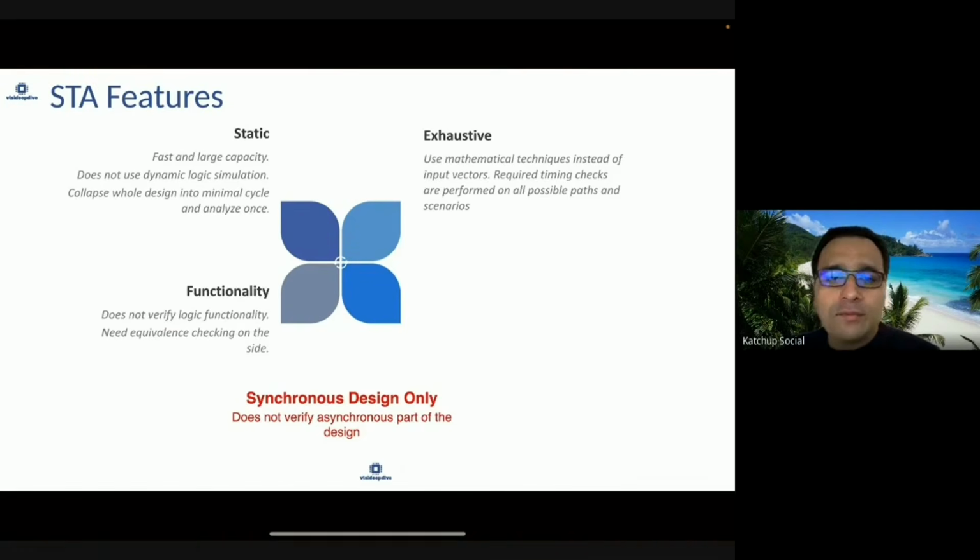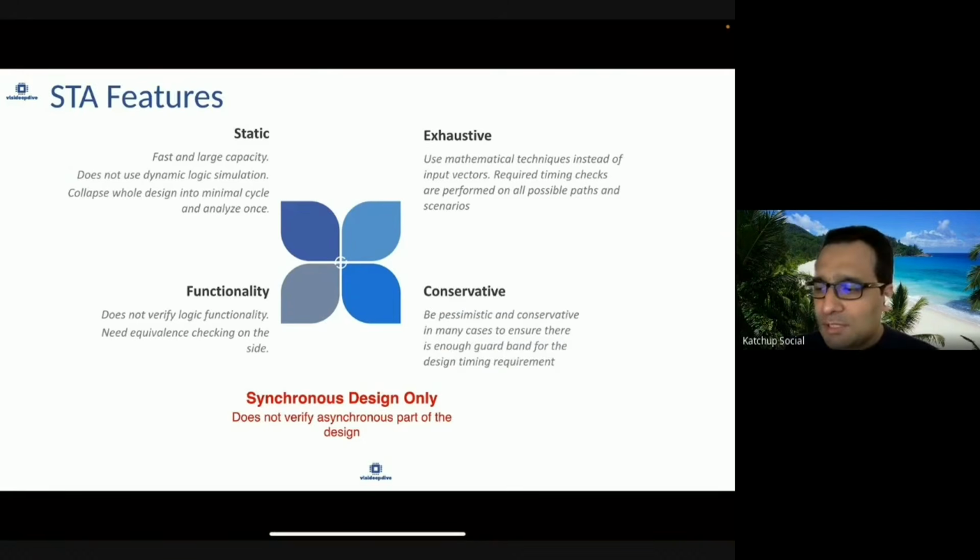It does not verify the functionality of the design. For verifying the functionality of the design, you need test benches, simulation, formal verification, equivalence checking. But static timing analysis does not verify the functionality of the design. It's pessimistic and conservative, to ensure there is a definite guard band for the design timing requirement. And so basically you can sign off.